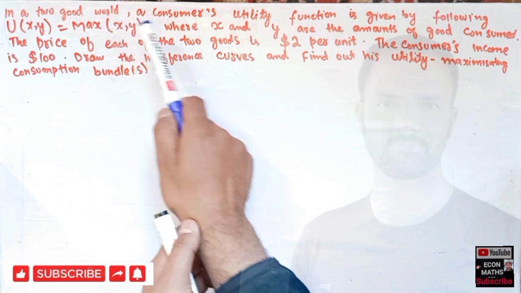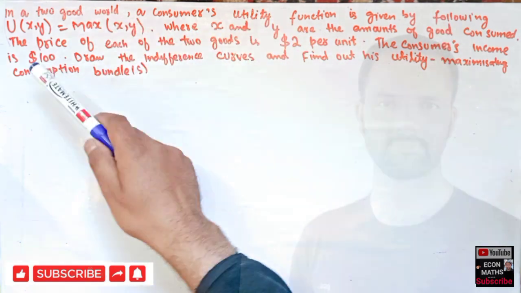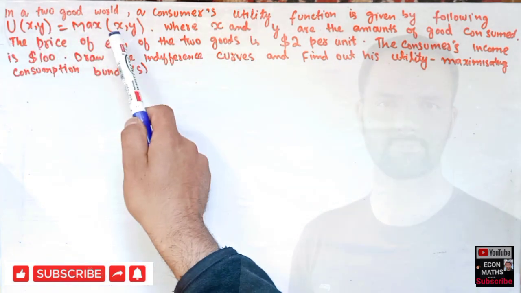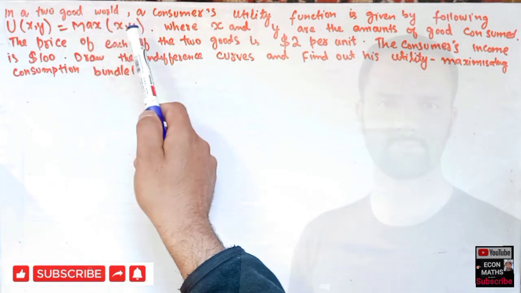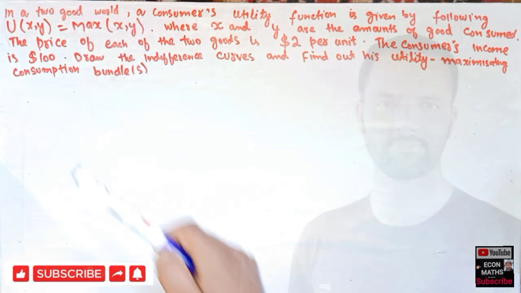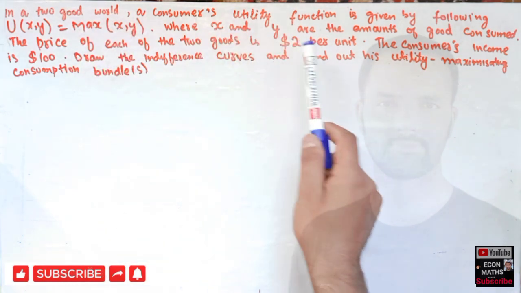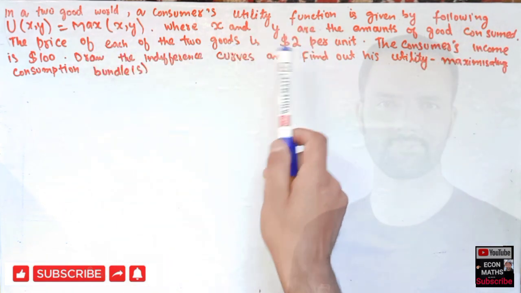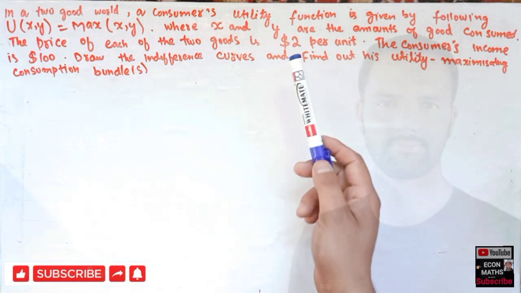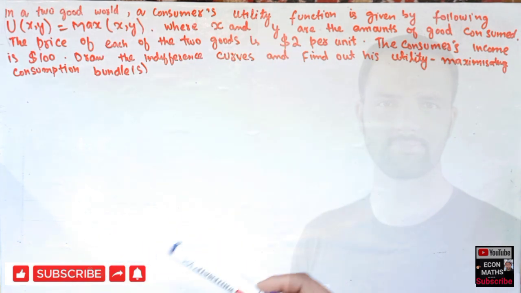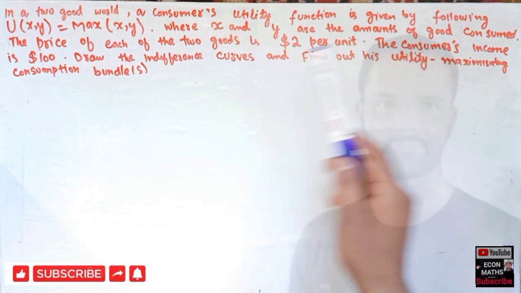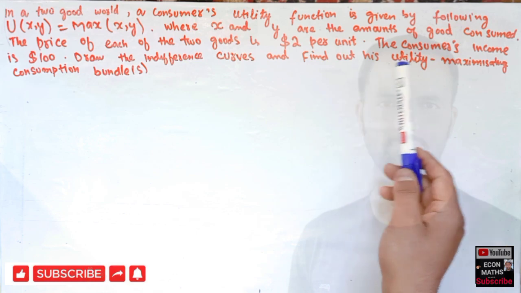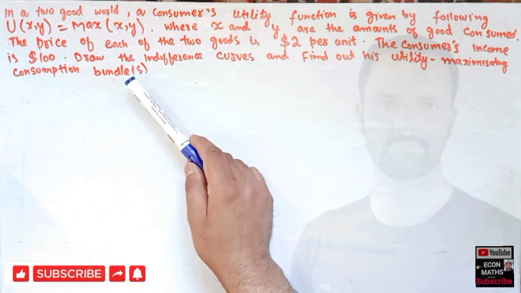In a two-good world, a consumer's utility function is given by the following. We are being given a utility function that is u of x, y is equal to the maximum of x, y. That is the maximum value of the numbers in the parenthesis, where x and y are the amounts of goods consumed. The price of each of the two goods is $2. So each good costs $2 for the consumer. The consumer's income is $100. We have to draw the indifference curve and find out his utility maximizing consumption bundle or bundles.